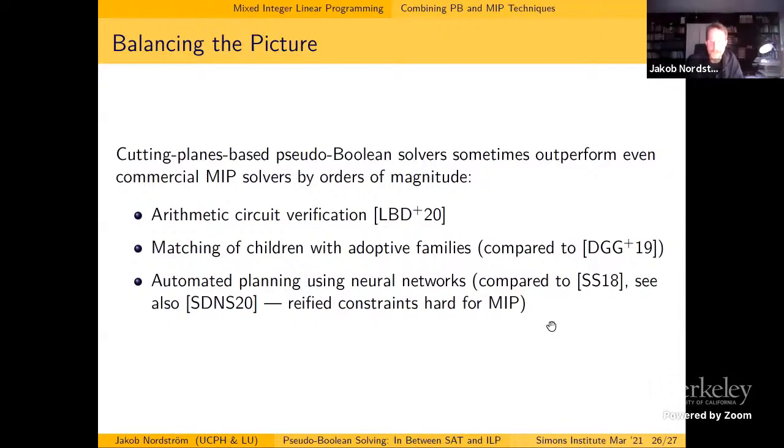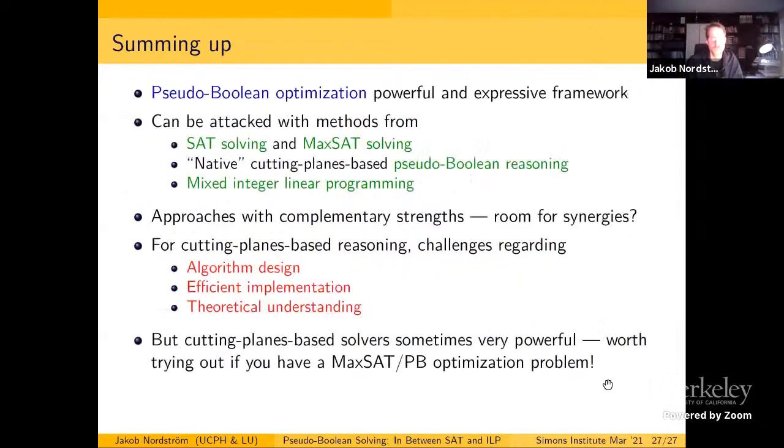Another nice application area, which might be interesting for people who work on this, is neural networks, in particular binarized neural networks. The issue with those is you get a lot of reified constraints for the activation functions. And those are really killing MIP solvers, because when you relax them, they get very uninformative. But pseudo-Boolean solvers deal really nicely with these reified constraints. So again, we see just off the shelf an order of magnitude performance improvement compared to MIP. Okay, so this concludes my sales pitch.